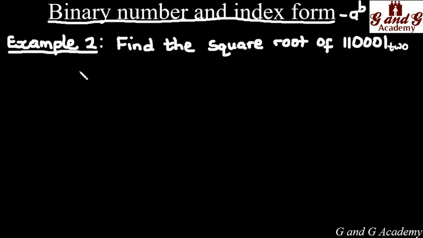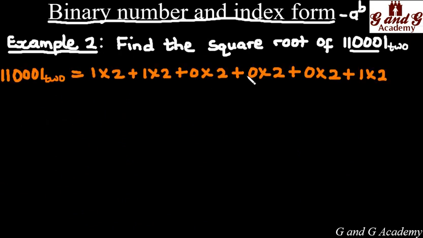Now let's quickly solve this second example. You have to find the square root of this binary number. Now you remember the first thing for you to do is to convert it to base 10. Having written it out this way, you begin to raise the 2 to the corresponding power, by first writing 0, then 1, 2, 3, 4, and of course 5.